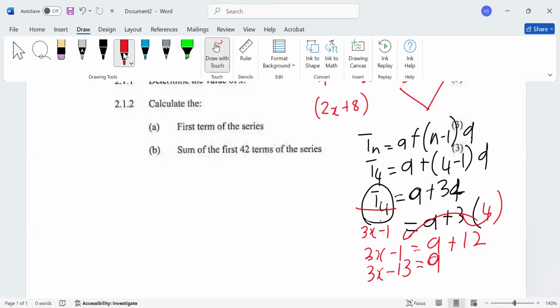Then the other one that they gave us, T7. Let's look into T7. T7 is going to be equal to a plus 6d. But they told us what T7 is. What is T7? 2x plus 8. So we have 2x plus 8, which is going to be equal to a plus 6 multiplied by d.